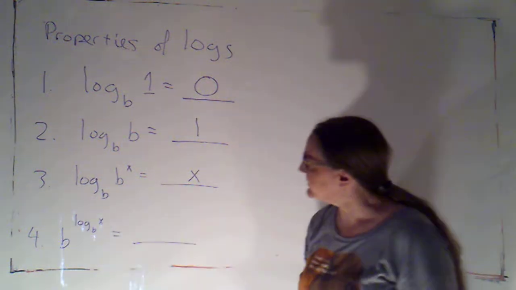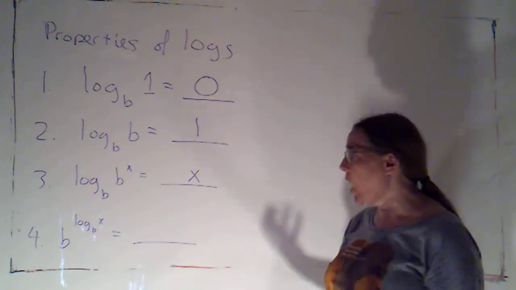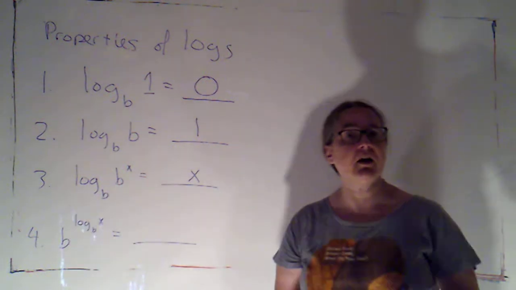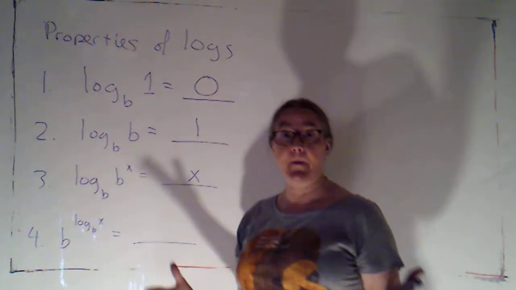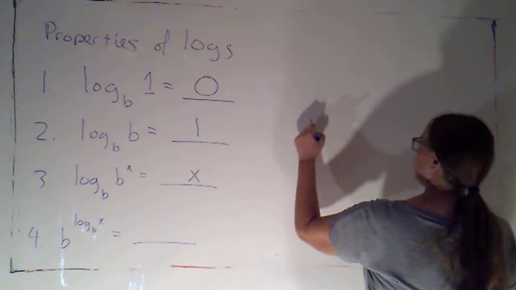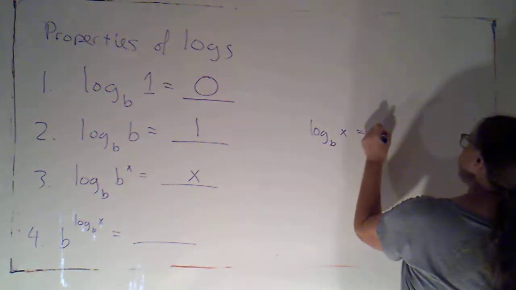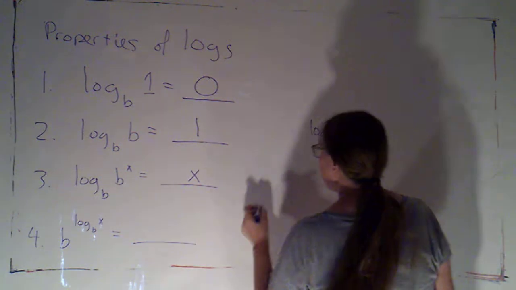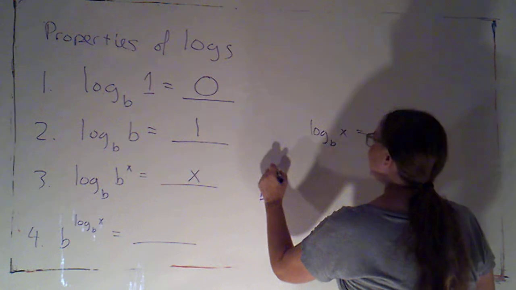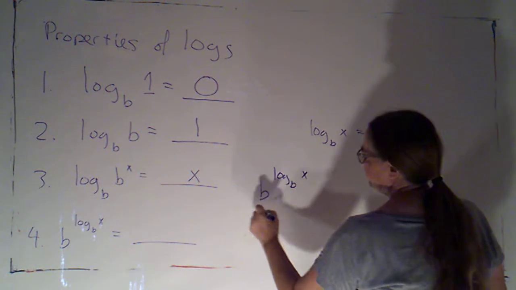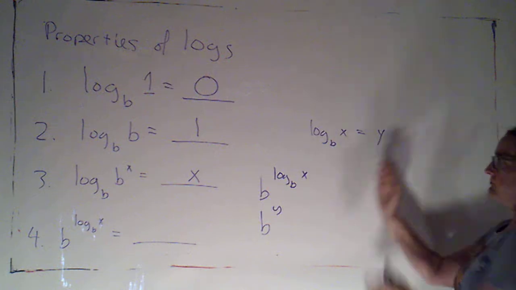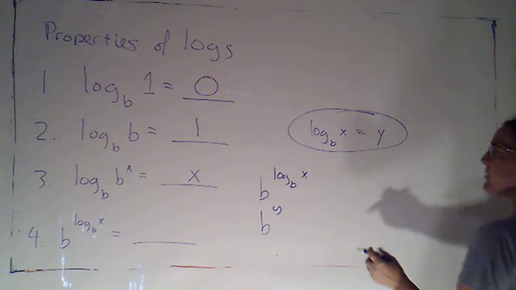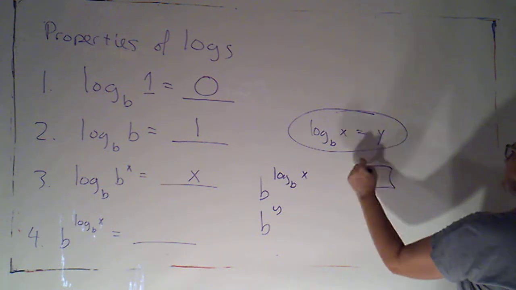Now, this last one is a little bit different because we're not just evaluating a log, we're evaluating b to a log. Well, that kind of makes sense because log means exponent, so we're evaluating b to an exponent. I'm going to just write out that exponent. The log base b of x, I'm going to just give that a simpler name. I'm going to call that y, okay, so that I can say that b to the log base b of x is the same as b to the y. I've just given it a nickname. Okay. And now I'm going to rewrite this equation in exponential form.